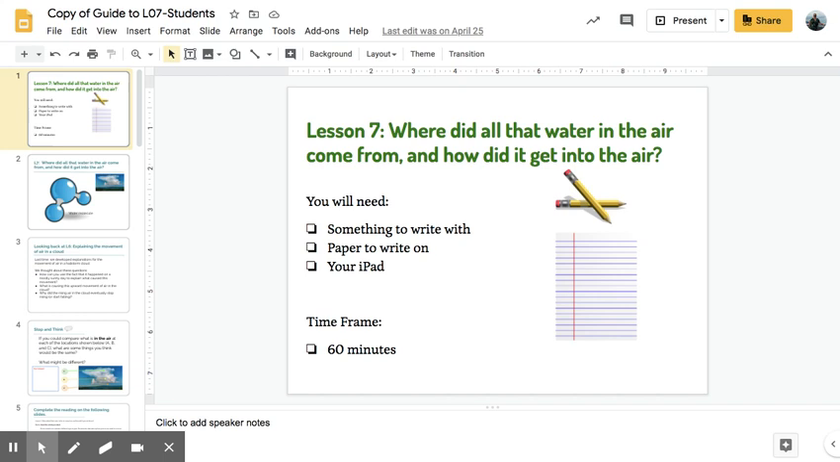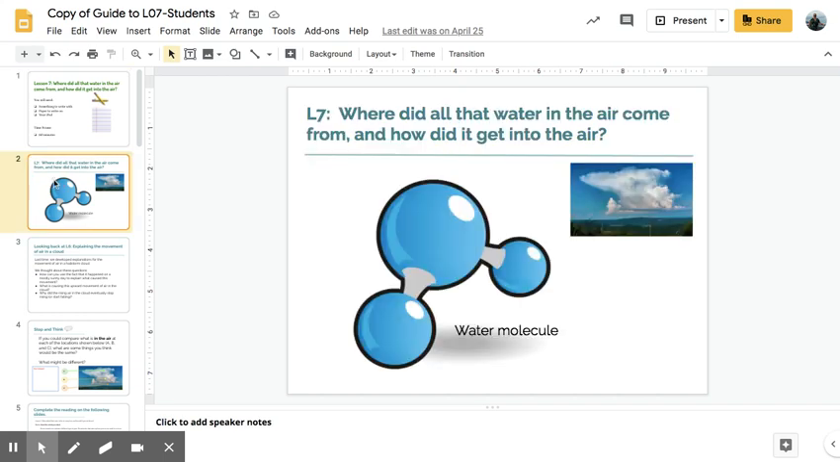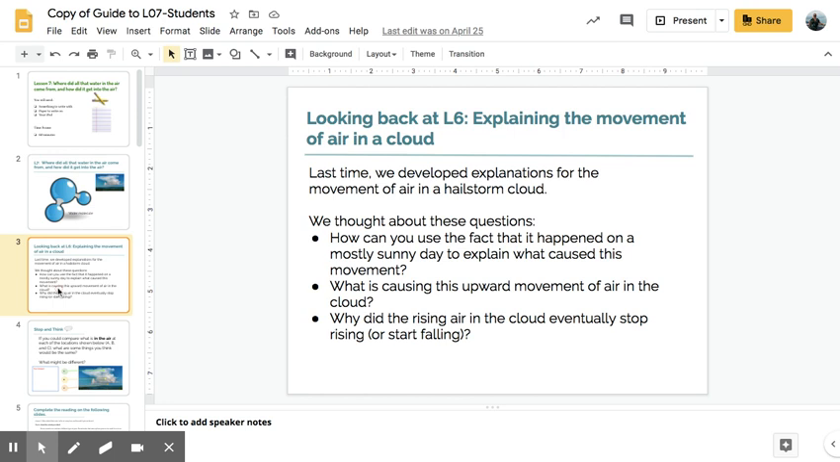So this is lesson 7. What you're going to be thinking about is where did all of the water in the air come from and how did it get there? So you're going to think back. This is what we covered in lesson 6 for what happens to the air in a cloud.